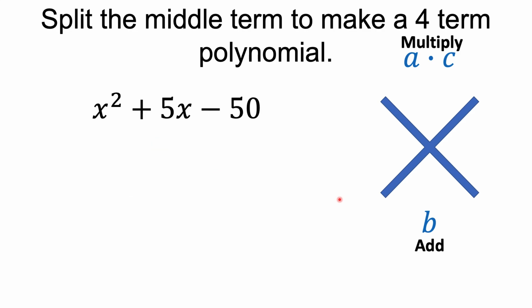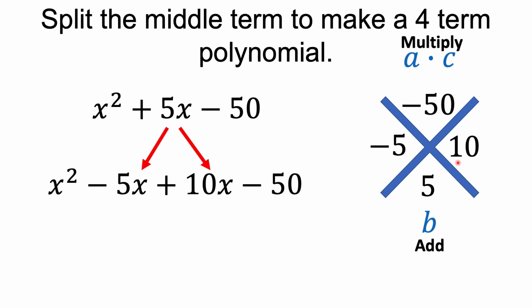And I think this is the last one. So x squared plus 5x minus 50. Keep in mind there's always a 1 in the front. If there's nothing in front of the x squared, there's a 1. So 1 times negative 50 is a negative 50. Then you get a 5. So that's a negative 5 and a 10. Negative 5 and a positive 10. It's going to split up like that. Okay.